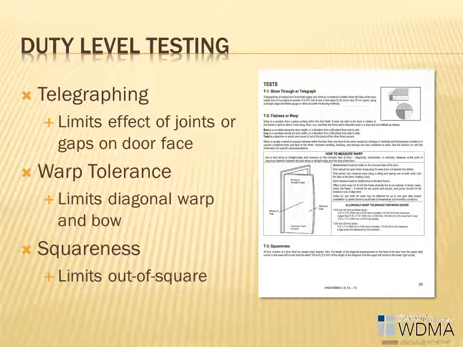Three other performance attributes are specified within the standard itself. Telegraphing determines the minimum differential offset between core components that can be visible on the face of the door. Warp tolerance determines the allowable variation from a flat plane within the door surface. And squareness determines the allowable differential in squareness.